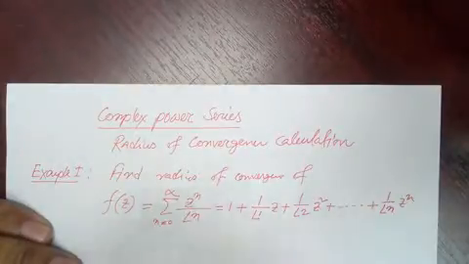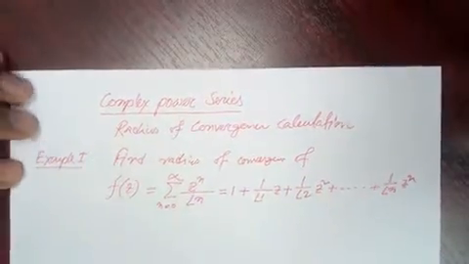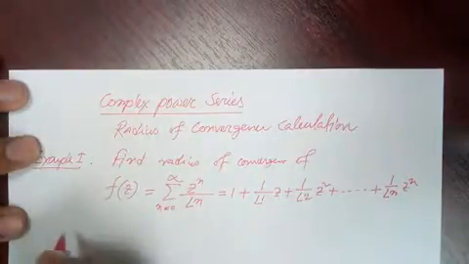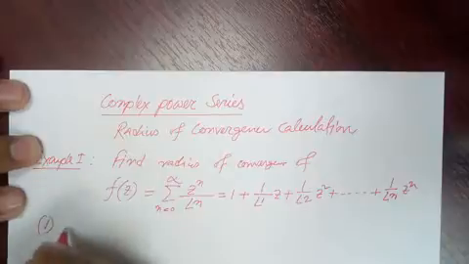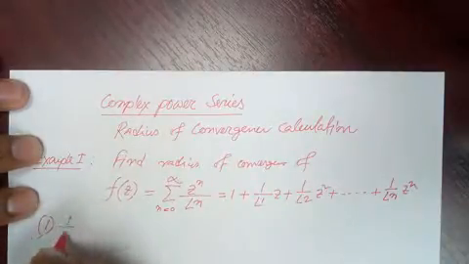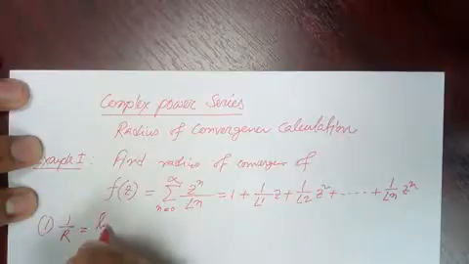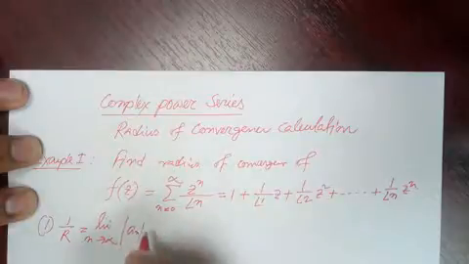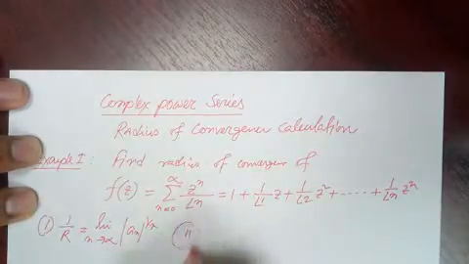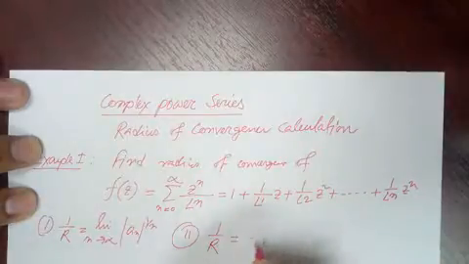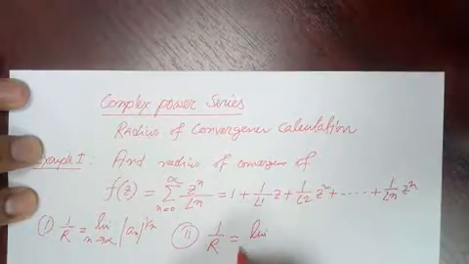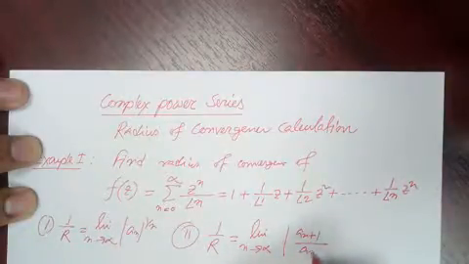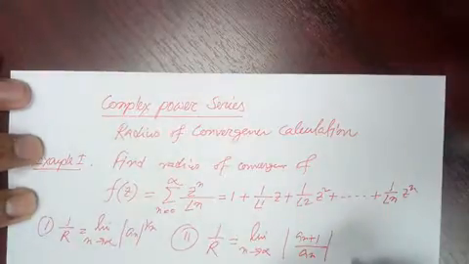to the power n. Now we need to use the formula, the Cauchy's theorem of limit. There are two formulas. One is we can calculate the radius like 1 over R equals the limit as n tends to infinity of the absolute value of a_n to the power 1 over n. The other formula is 1 over R equals the limit as n tends to infinity of a_(n+1) over a_n. These formulas are mostly used.